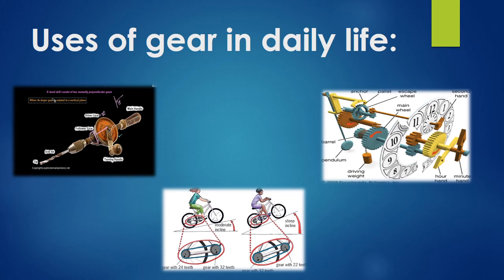A wind-up clock consists of many gears. The minute wheel is a smaller gear with a few teeth, while the hour wheel is a bigger gear with many teeth. The minute wheel rotates the minute hand, and the hour wheel rotates the hour hand. So gears are also used in motor vehicles, factories, machines, and many other instruments. So this is all about the uses of gear in our daily life. Thank you.